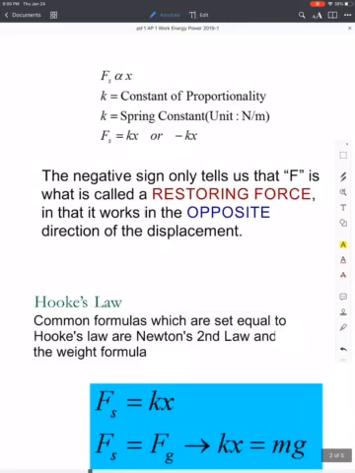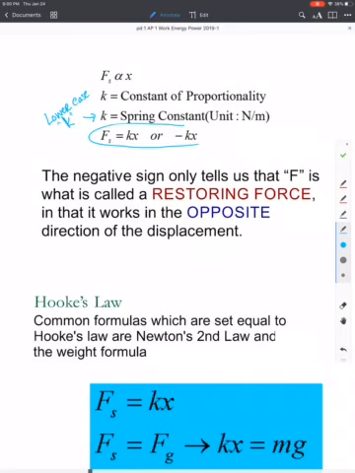Now his law, when he determined it, he found out that there was a constant of proportionality, or a spring constant. This is a lowercase k, and we have to use lowercase k because capital K is already taken by our kinetic energy formula. So we calculate the force from Hooke's law, the force on a spring, as the spring constant k times our displacement, x. And this would be our spring force.